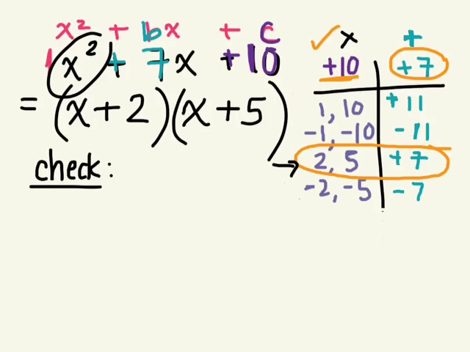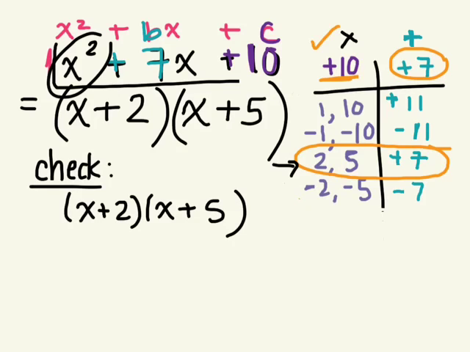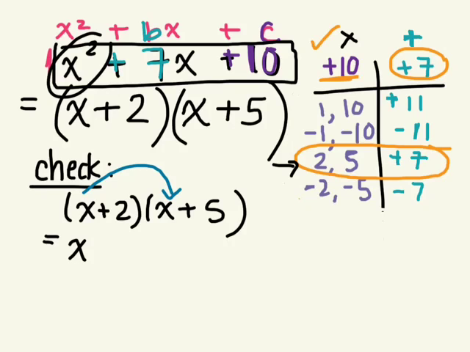We'll check to see if this answer is correct. According to our answer, x plus 2 times x plus 5 is the exact same thing as x squared plus 7x plus 10, right? Well, let's check. Let's expand and simplify. This was in your questions also. Use FOIL. What are the first terms? X times x, x squared. Good. Then what do I multiply next? X times positive 5 is positive 5x.